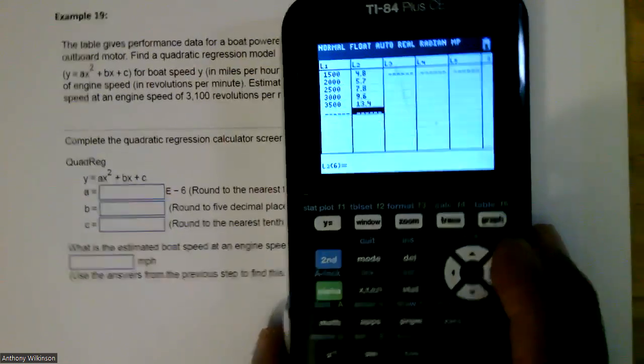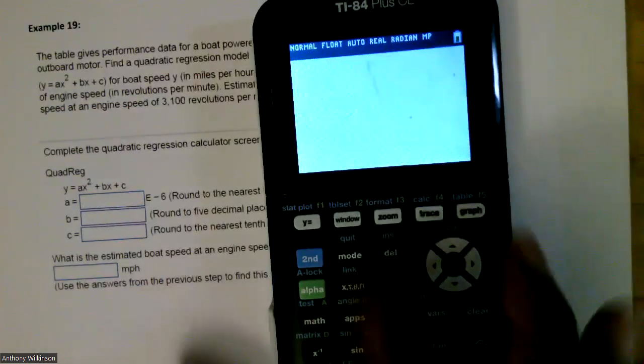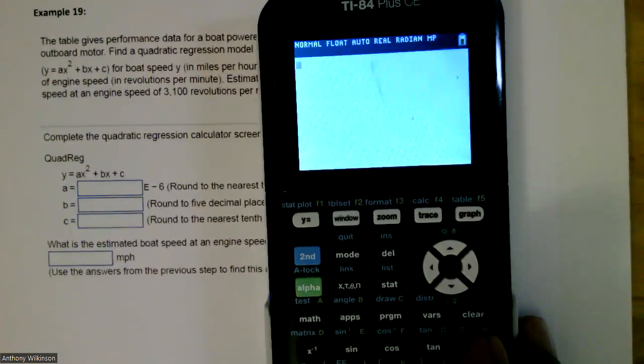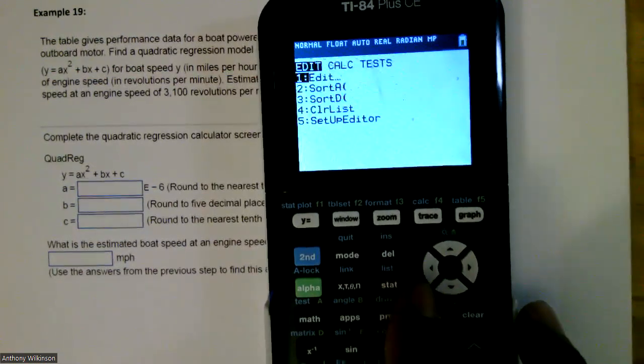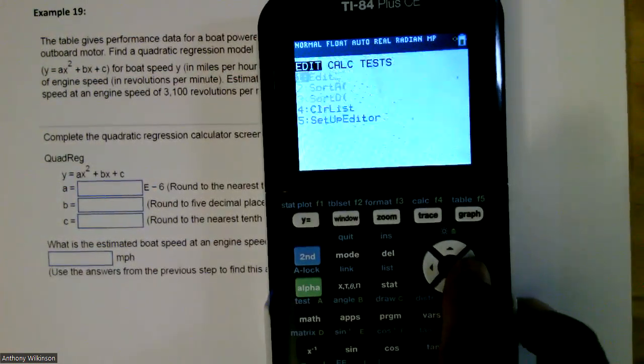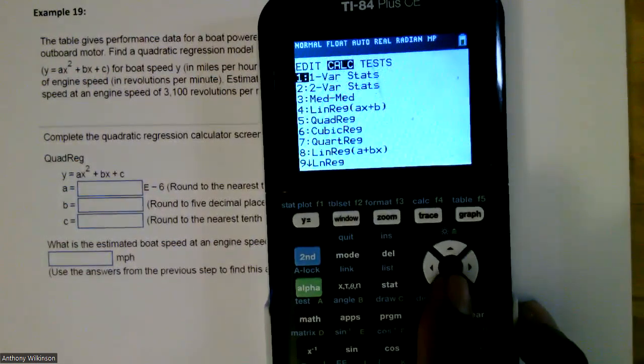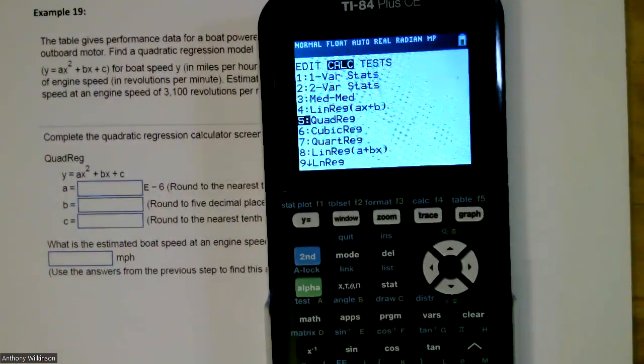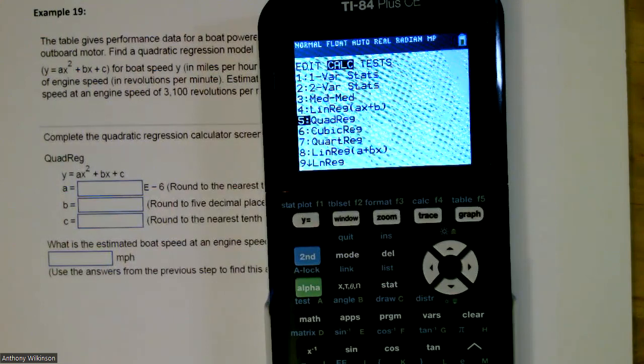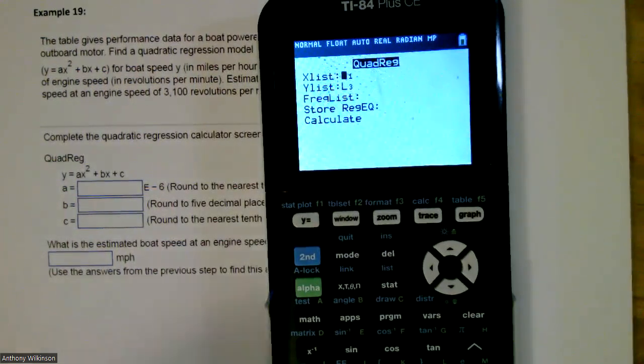Now for the quadratic regression model, I'm going to do second and mode to get out of it. I'm going to press the stat key. I'm going to use my right arrow key to go into the calculate menu. We're dealing with a quadratic regression model, so I'm selecting number 5, quadreg. That's short for quadratic regression. Press enter.